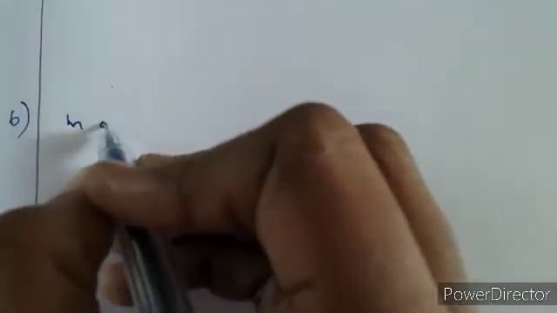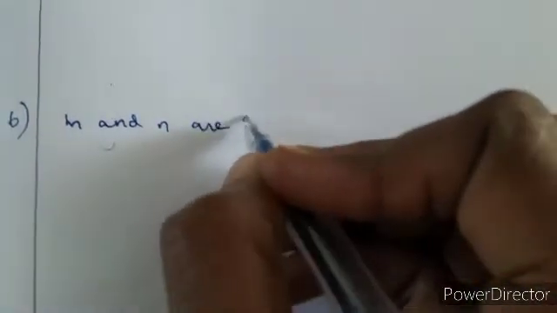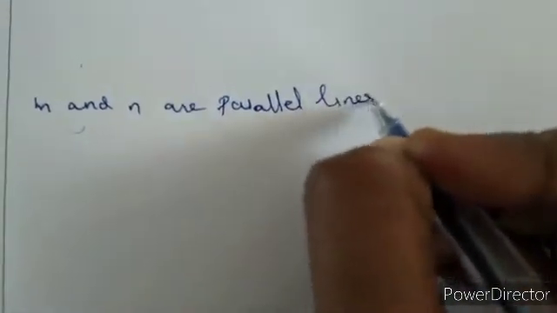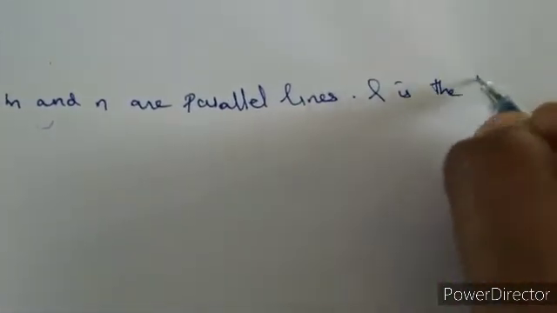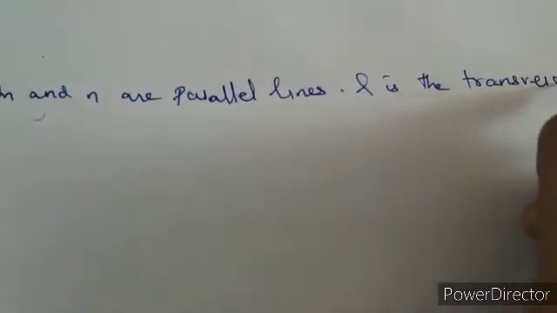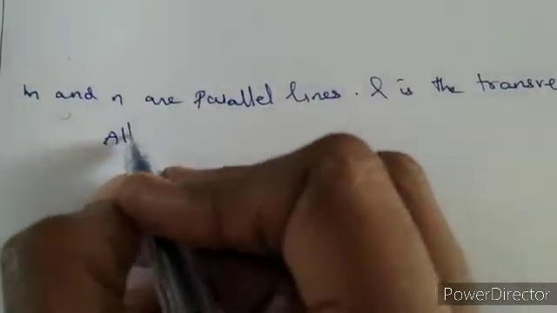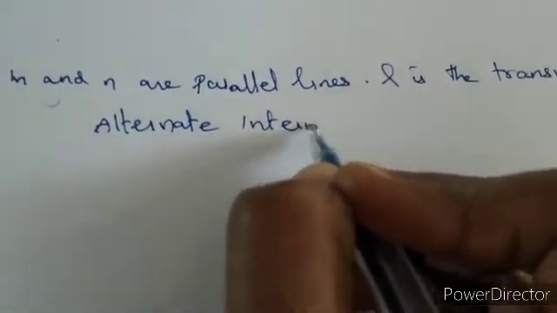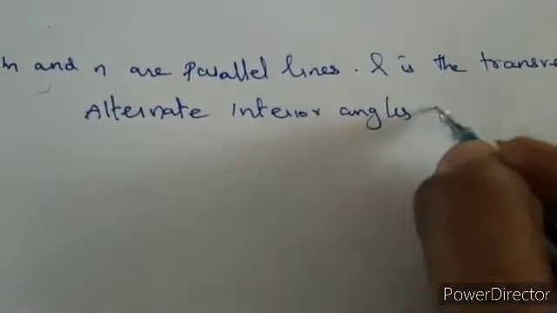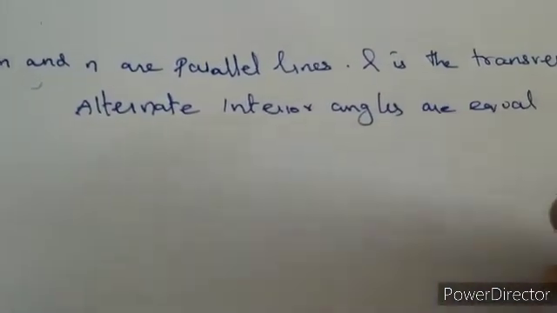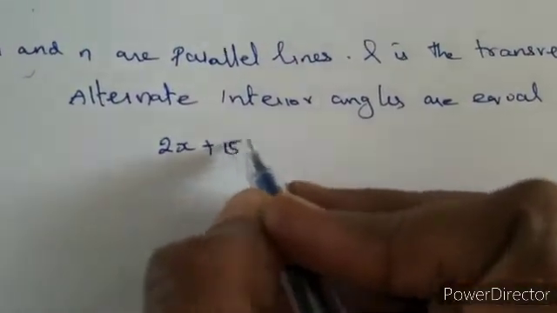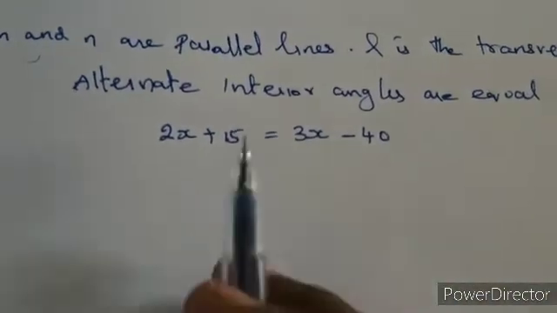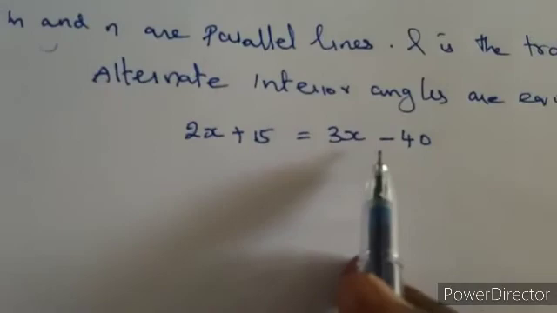M and N are parallel. By seeing the figure, you have to write M and N are parallel lines. L is the transversal. Now here, by seeing the figure, we are observing alternate interior angles are equal. So 2x plus 15 equals 3x minus 40.